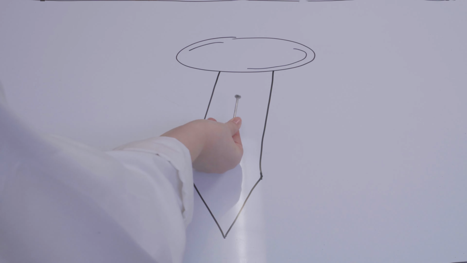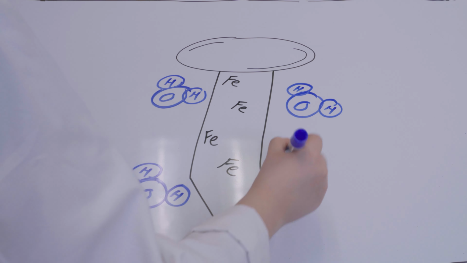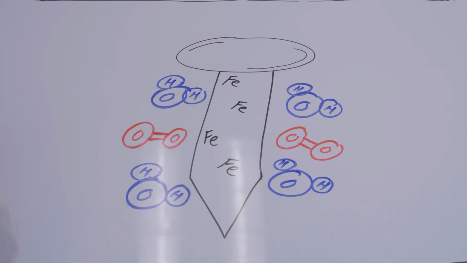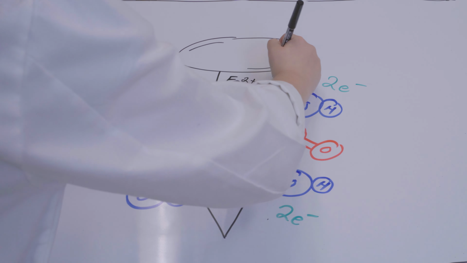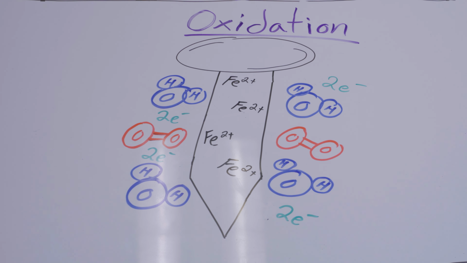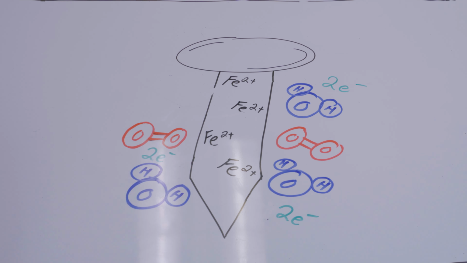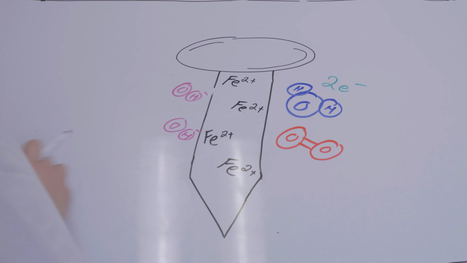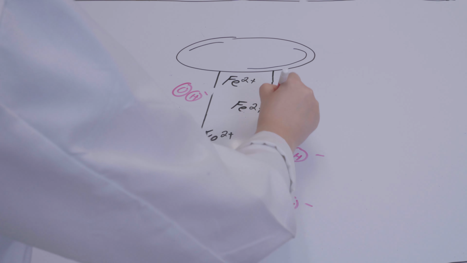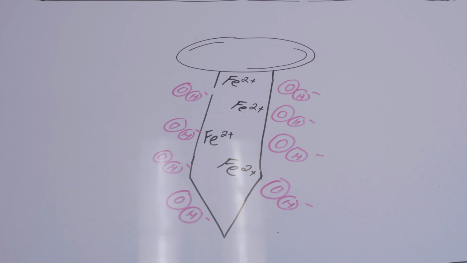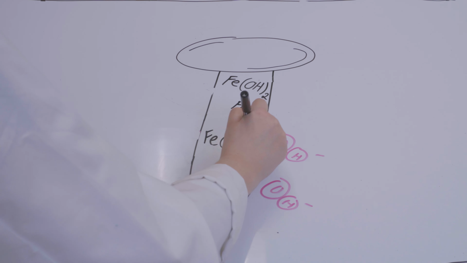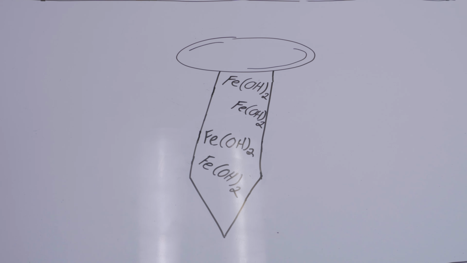For this nail to get rusty, water and oxygen must be present. The iron atoms that make up the nail will lose 2 electrons, becoming iron 2 ions. This is oxidation. Next, those electrons are picked up by oxygen molecules, becoming hydroxide ions on the metal's surface. This is reduction. The hydroxide ions quickly combine with the iron 2 ions, forming iron 2 hydroxide.